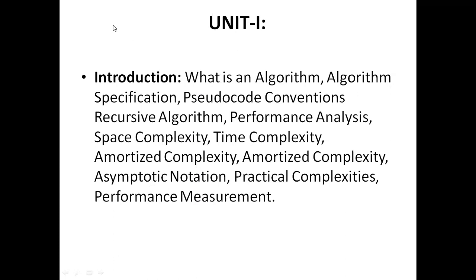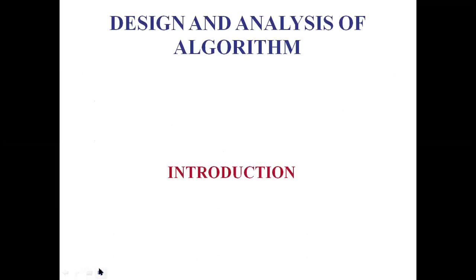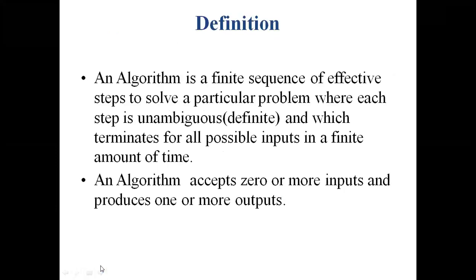Before going to the first unit, first of all we must know what is an algorithm. All of you know about the algorithm. You already studied C and data structures. In general, an algorithm is a step-by-step procedure. An algorithm is a finite sequence of effective steps to solve a particular problem. Here each step is definite, and it terminates for all possible inputs in a finite amount of time.